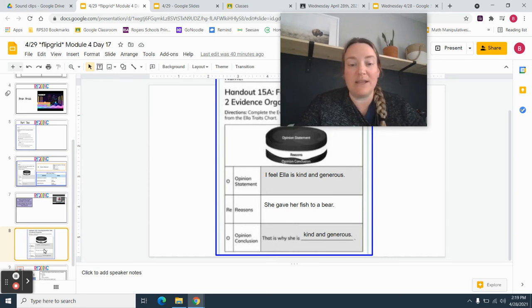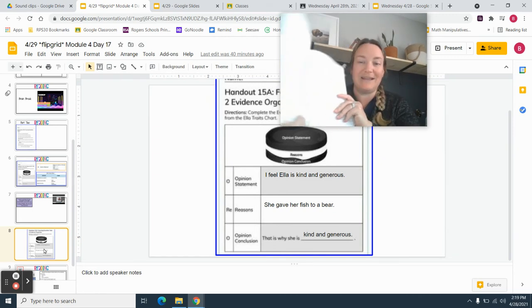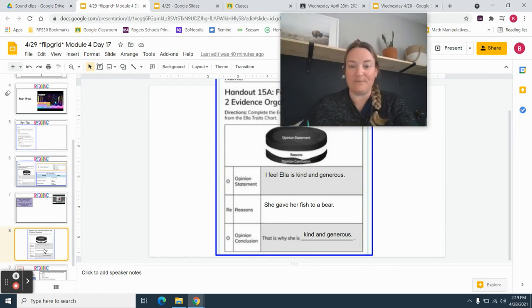Yesterday, I wrote, my opinion is I feel Ella is kind and generous. My reason was that she gave her fish to a bear, and my opinion conclusion was that is why she is kind and generous. I restated my opinion. Now today, you're not going to insert a picture of your organizer. You're going to write your paragraph on a piece of paper, and I'm going to show you how to do that now. So I just have my handy dandy notebook and a pen, okay?